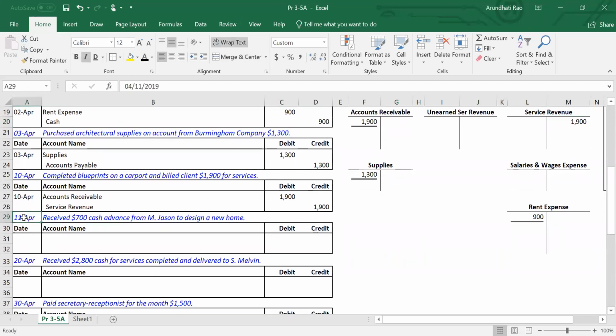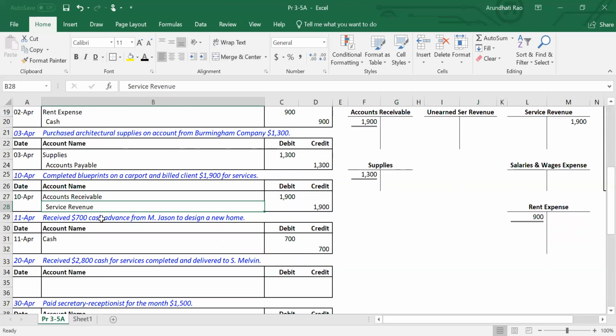On April 11th, I received a $700 cash advance to design a new home. So I did get cash, so this is a transaction. So cash is debit, that part is easy. Now I need to figure out what I should credit. Is it service revenue? There was one word that you had to pay attention to. For it to be service revenue, I should have completed my work. Only then have I earned it. I have not done the work as yet. I got money in advance.